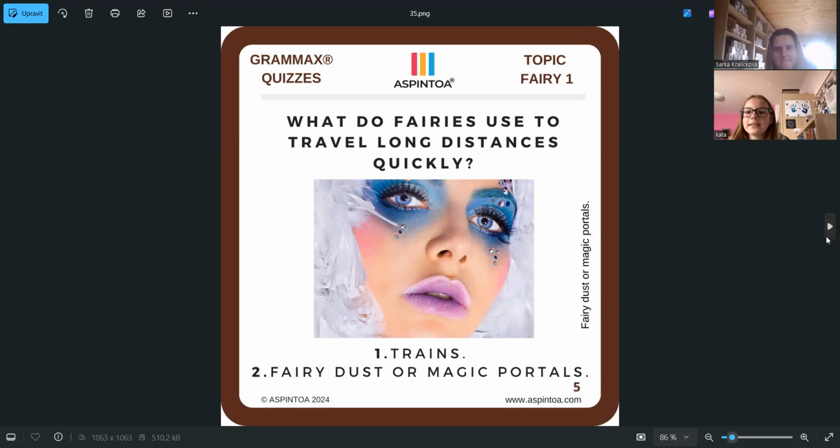The fairies use fairy dust or magical portals to travel long distances. So when you travel to Hradec, it's a short distance. When you travel to Prague or to Croatia, this is the long distance. So this is important for us to use in English.